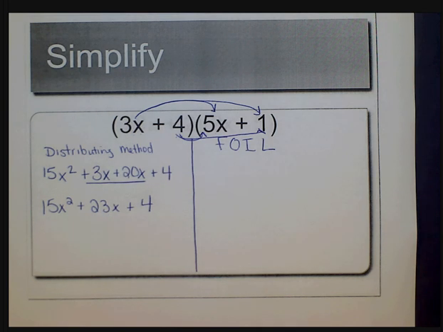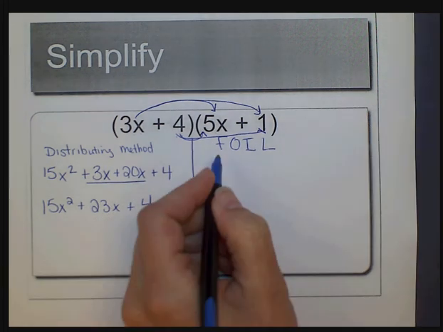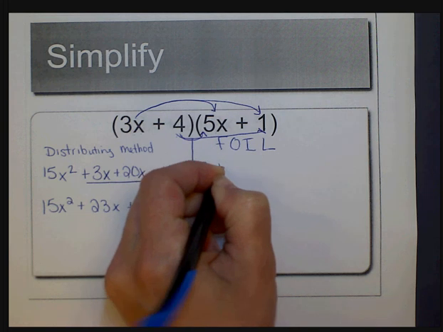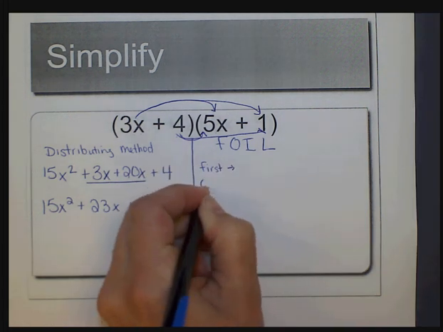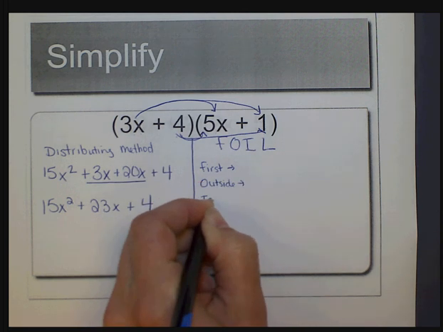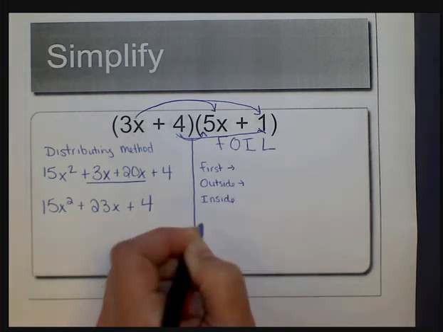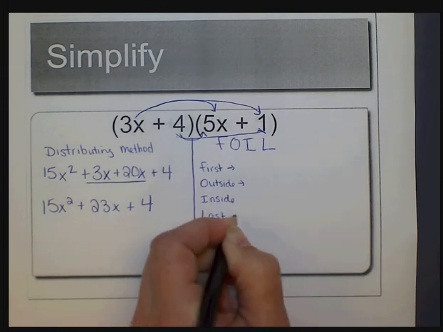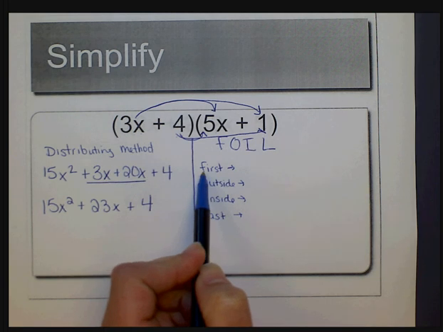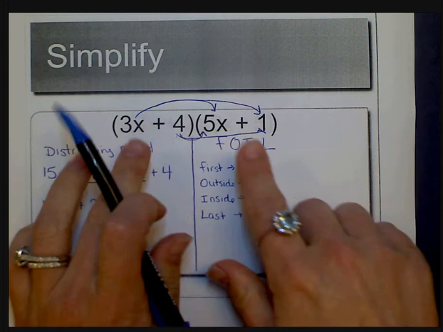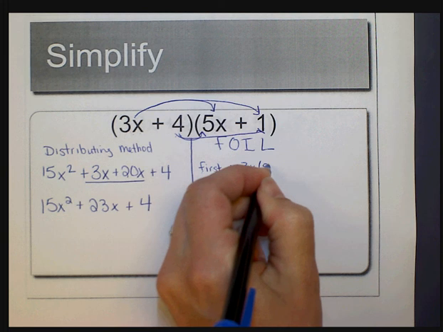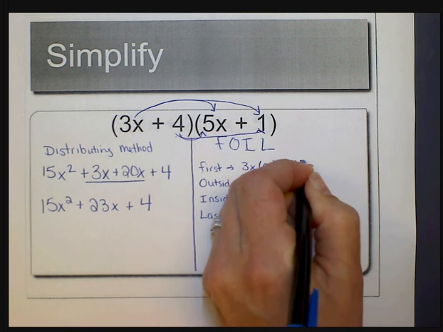Alright, the FOIL method is a different way to look at the problem. So what FOIL stands for is first. The O stands for outside. The I stands for inside. And the L stands for last. So what it means is multiply the first two terms together. So when I look at my polynomial, my first two terms are 3x and 5x. So I do 3x times 5x, which gives me 15x squared.